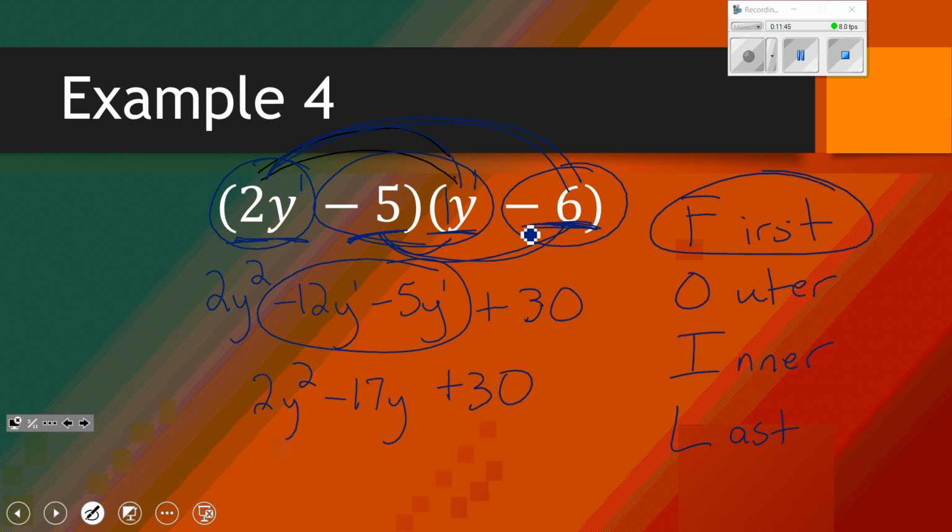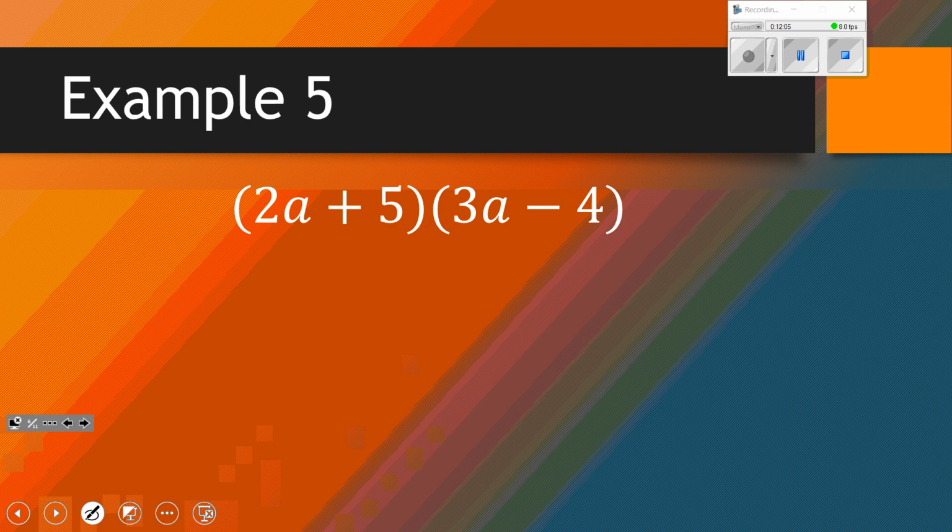So as a class, I want you to tell me, do you want me to call it FOIL, first, outer, inner, last? And we talk about first, outer, inner, last? Or do you want me to use distributive property? It's the same thing. Then let's talk distributive, because I don't want to confuse you. All right, so let's talk distributive.